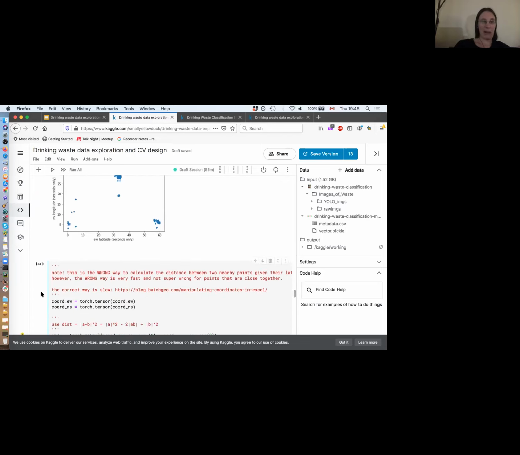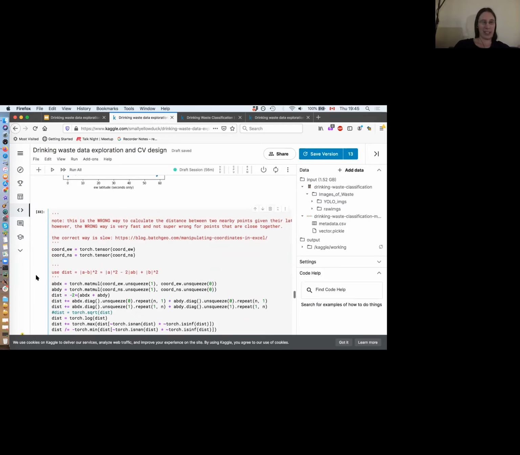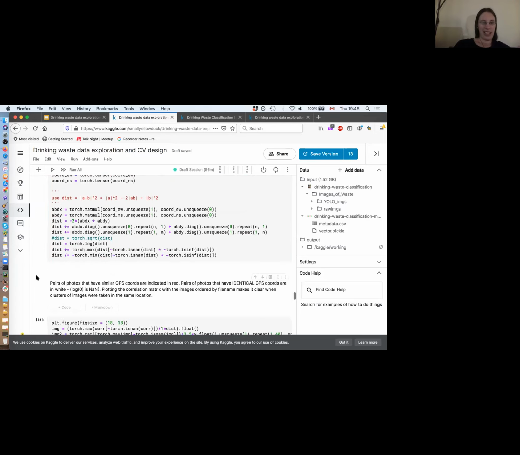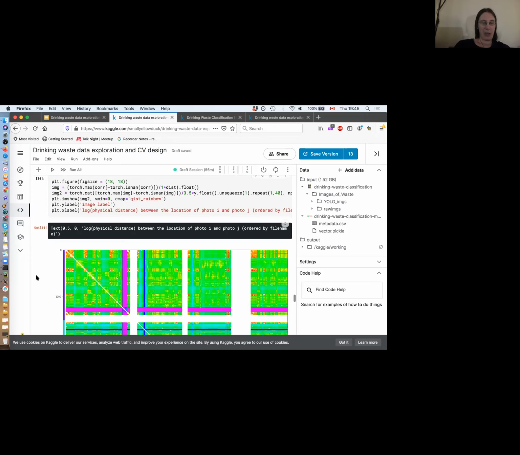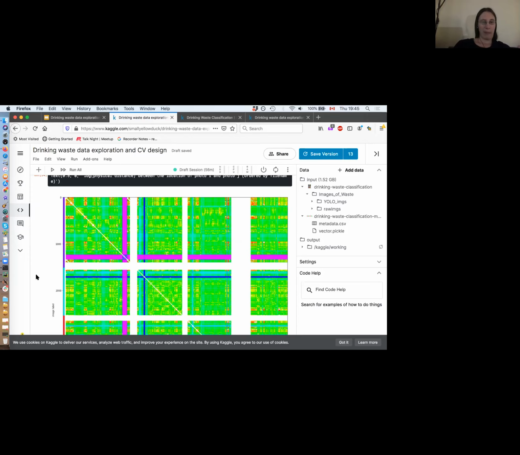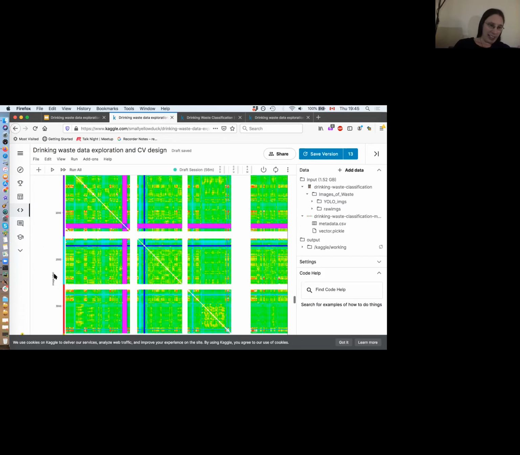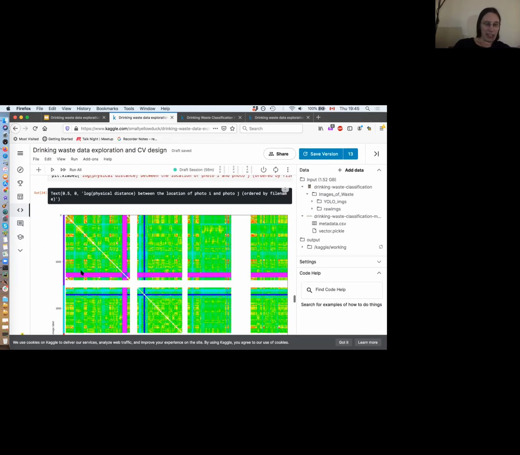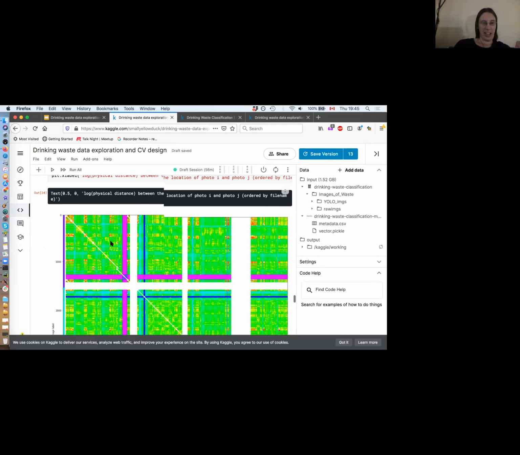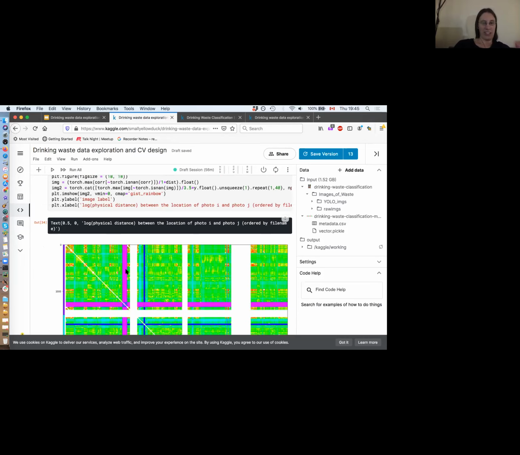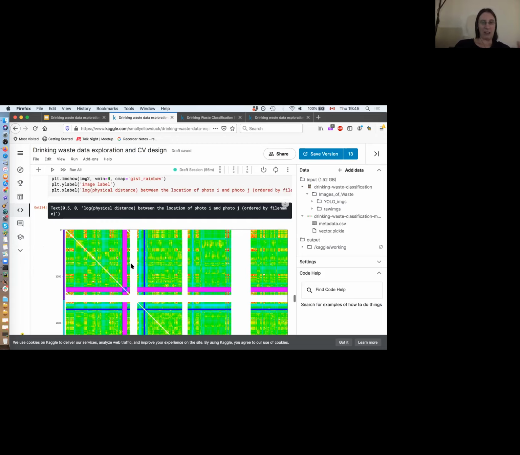So I made a rough way to calculate the distance between the images. What happens now if we plot the ordered image label, and over here the physical distance between each of the images? I plotted the log of the physical distance between the location of photo I and photo J.